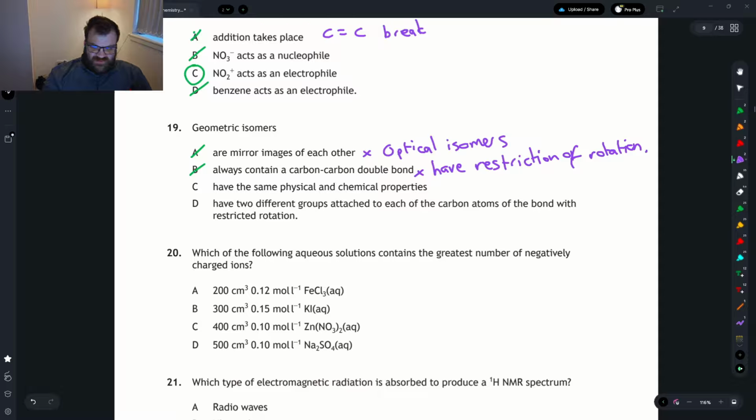When we're dealing with our cis and our trans, they will have slightly different physical and chemical properties. Some might be able to react with certain chemicals and other ones that they won't. They have 2 different groups attached to each of the carbons of the bond with restricted rotation. So that is exactly what we were talking about. That would pick up the mark for that one.